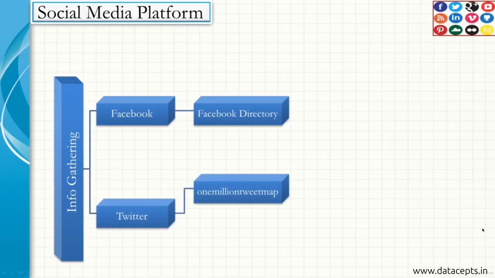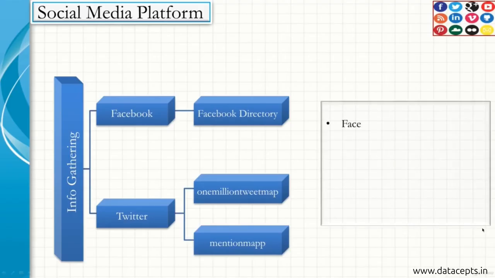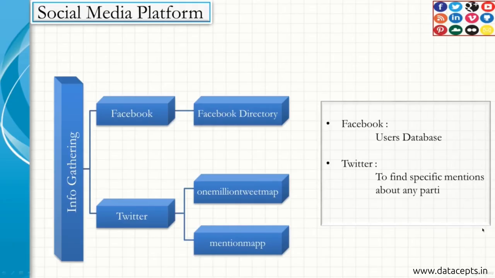Some more social media information gathering tools: for Facebook we can use Facebook Directory, and for Twitter we can use 1 Million Tweet Map and Mention Map. With Facebook we can collect the user database, and with Twitter we can find specific mentions about any particular word. Let us have a demonstration of each one of them one by one.